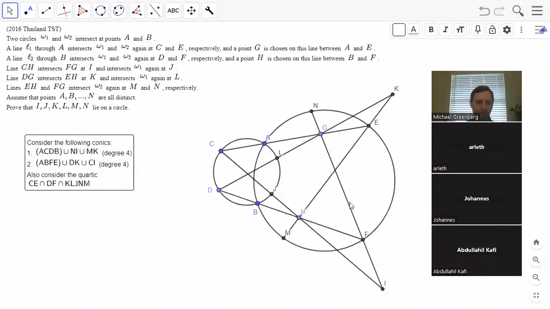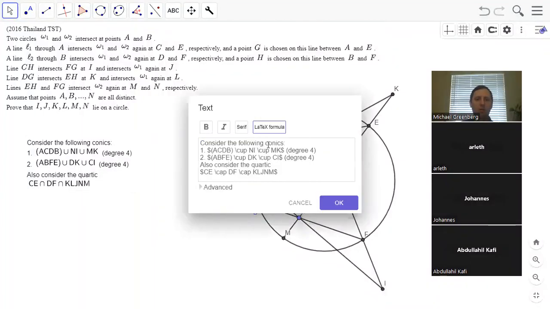Okay. So actually, maybe I misspoke earlier. The first 2 are also not conics; they are also quartics or curves or whatever. Yeah.